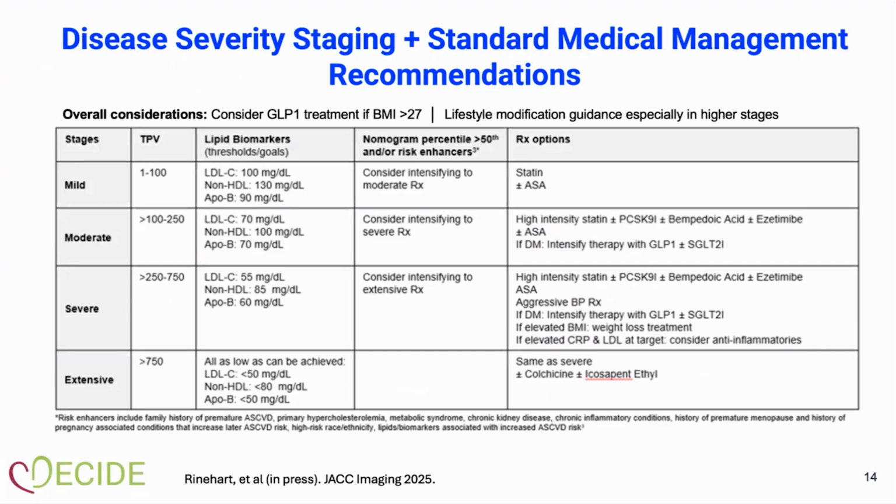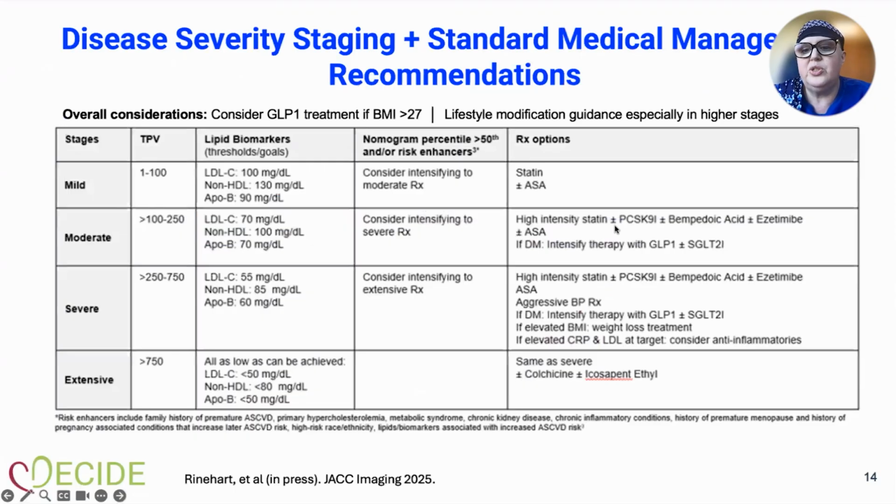Once we chose the sites, we showed them how to use this severity staging and standard medical management recommendations. And what you're going to find is that we looked at different stages based off of the total plaque volume, which was 1 to 100 mild, greater than 100 to 250 was moderate, greater than 250 to 750 was severe, and greater than 750 was extensive. And then we chose lipid biomarker thresholds and goals, such as LDL, non-HDL, and ApoB, which correlated with their overall risk when you looked at the lipid guidelines. And then we chose prescription options.